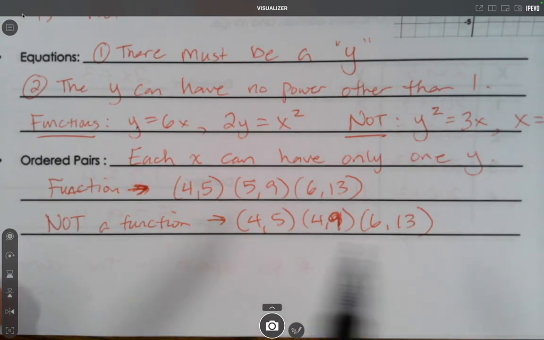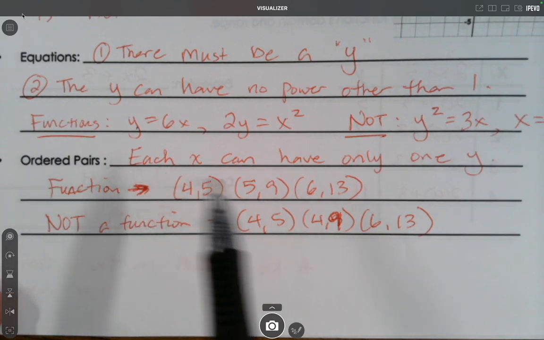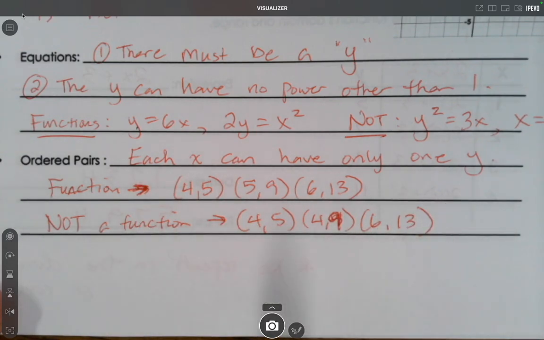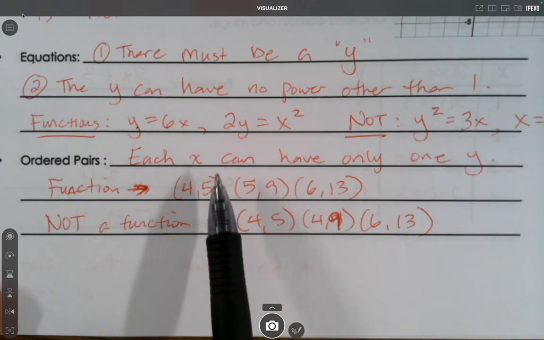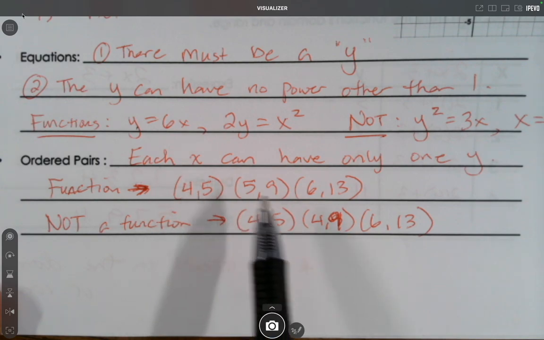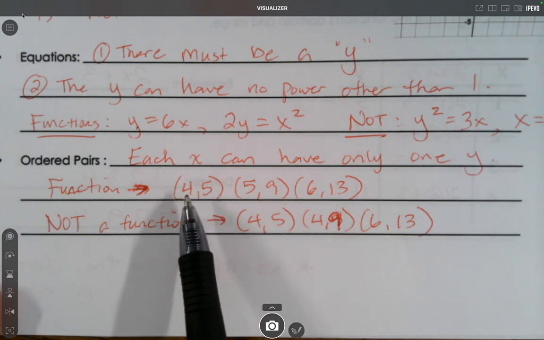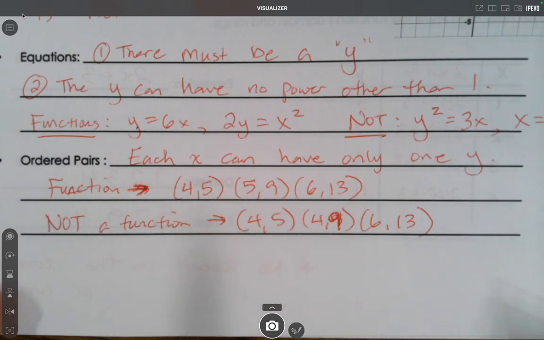Okay, last one with ordered pairs. Each x can have only one y. Easier way to remember it, x's can't repeat, y's can. So this is a function, 4, 5, and 6. All I have to look at is the x values. 4, 5, and 6, those are all different.